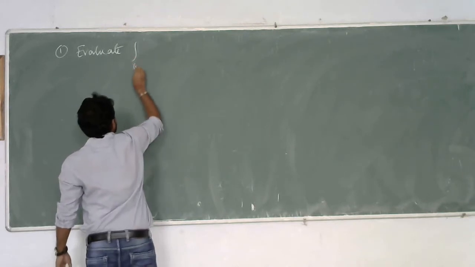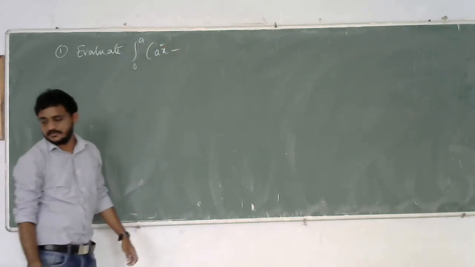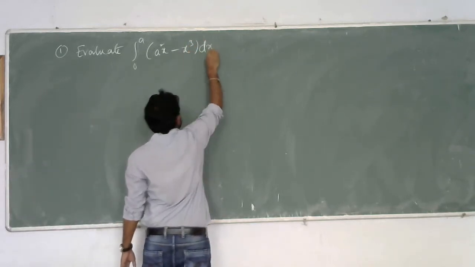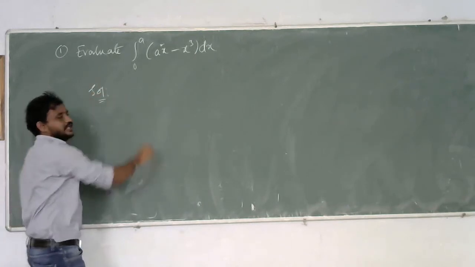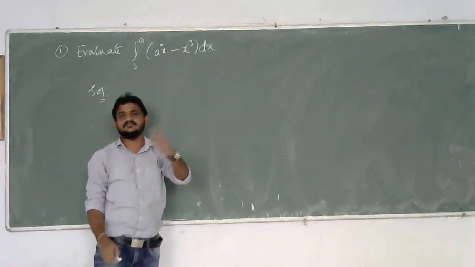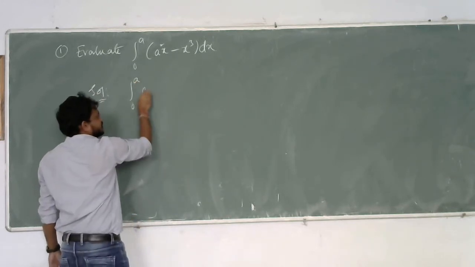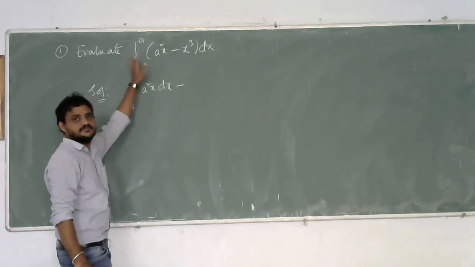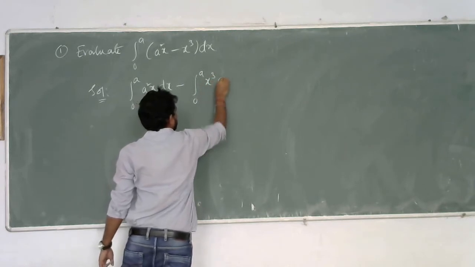Integral 0 to a, a square x minus x cube dx. Observe this problem. Again we have two terms. So first let us make it separate. Apply the integral for the first term, that is a square x dx, minus, again apply the integral for the second term also, so integral 0 to a x cube dx.